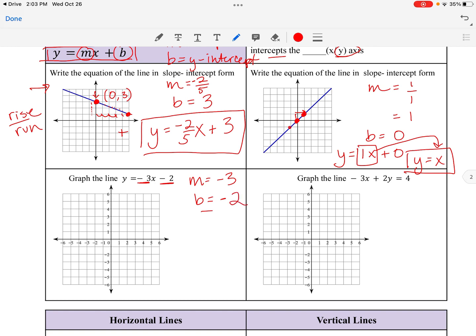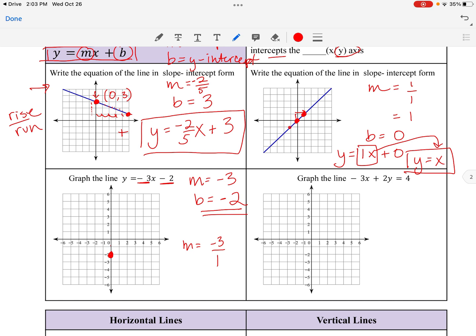We're going to first graph the y-intercept, because that is a point on the line. So if the y-intercept is negative 2, that means this is going to be a point on the line. The line will cross the y-axis at negative 2. Then we're going to use the slope equals negative 3 to find another point. Since it's a whole number, I'm going to put it over 1. It does not change its value, but it helps us figure out how much to rise and how much to run.